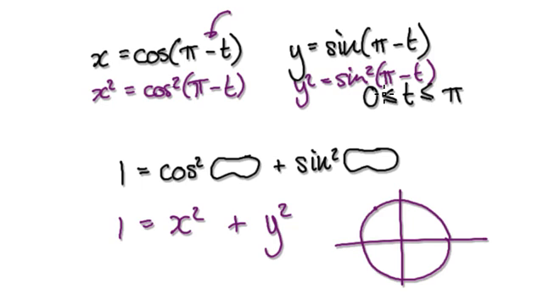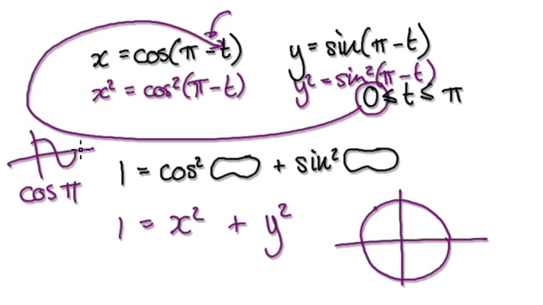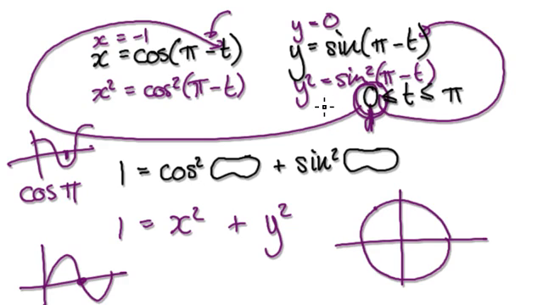So now let's try and find the starting position. When time equals 0, put it into here. So that would be cos of pi. Well, cos of pi will be negative 1. So when time equals 0, x will be negative 1. Now put the 0 into here, so that will be sine of pi. Sine of pi will be 0. So when time equals 0, then x will be negative 1, y will be 0. So this is your starting position here. That's for when t equals 0.